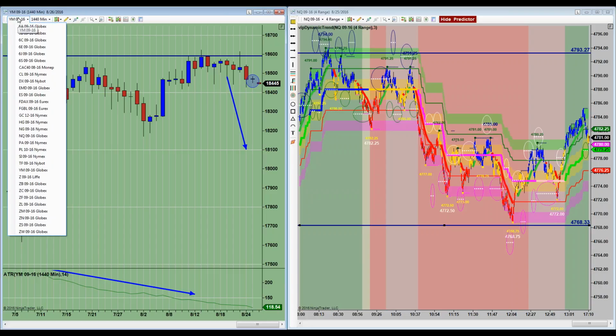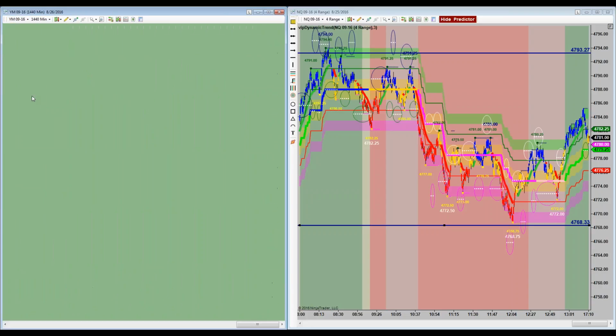We'll look at one more here. People have been asking about ES. I want to show you real quick what's going on with ES here before we go on to something else. You think there's been some tight ranges. Wait till you see this ES chart.